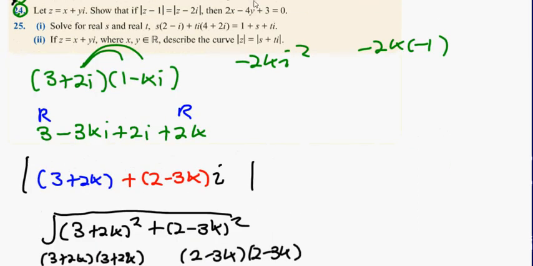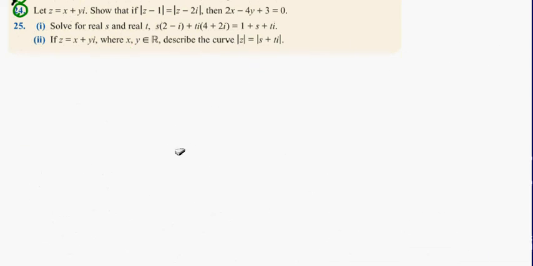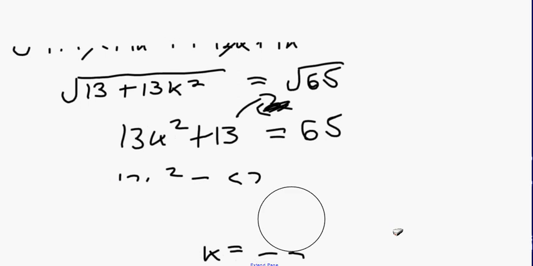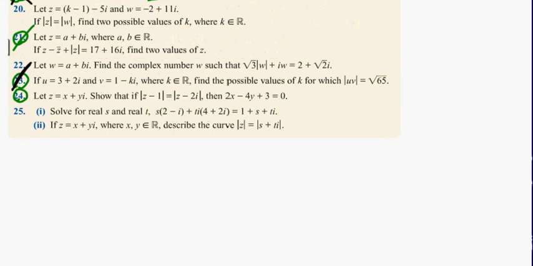And finally we're going to go on to number 24. Let z equal x plus yi. Show that if the modulus of z minus 1 equals the modulus of z minus 2i, then 2x minus 4y plus 3 equals 0. So this is an interesting one.